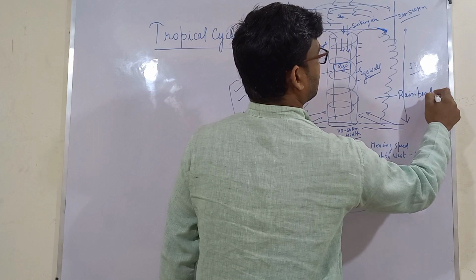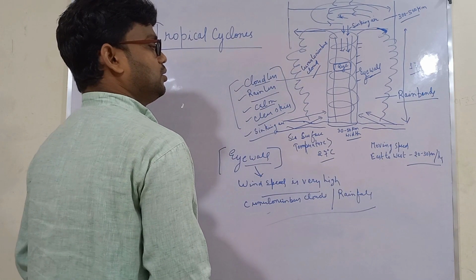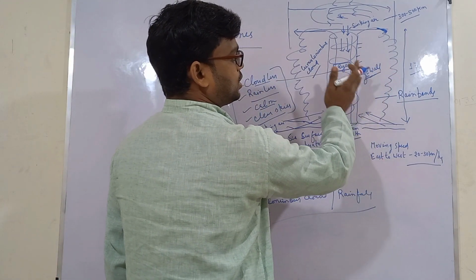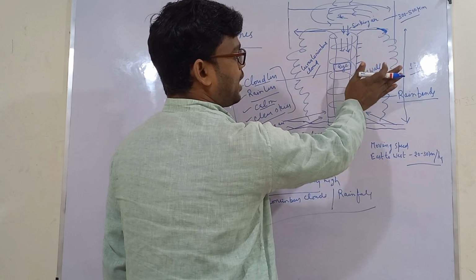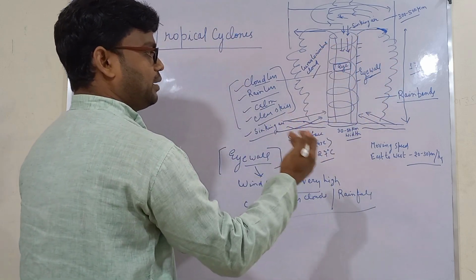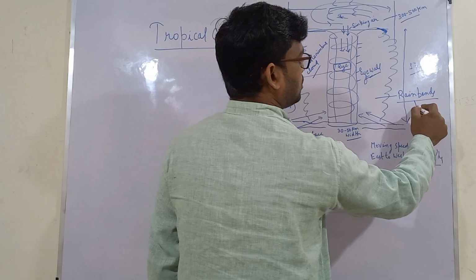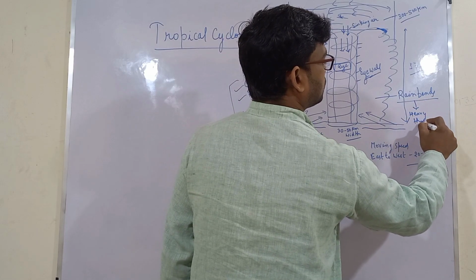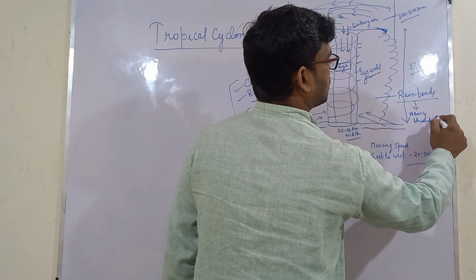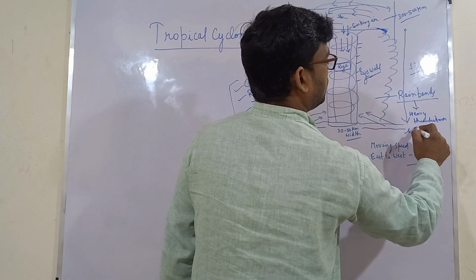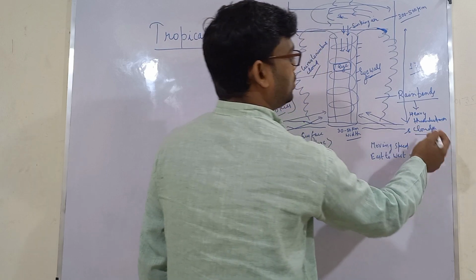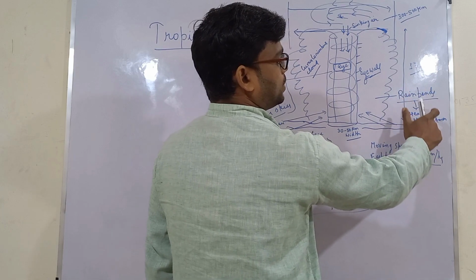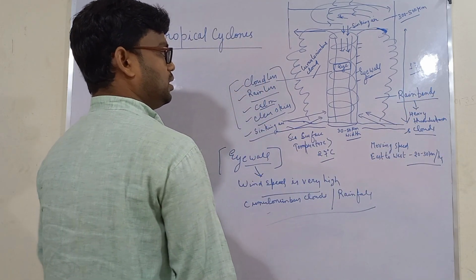Rain bands. Now what are these rain bands? These rain bands are on the verge of the eye wall, lying close to it, next to the eye wall in a swirling manner, and these are characterized by heavy thunderstorms and clouds, meaning cumulonimbus clouds can be seen in this rain band region also, along with heavy thunderstorms.